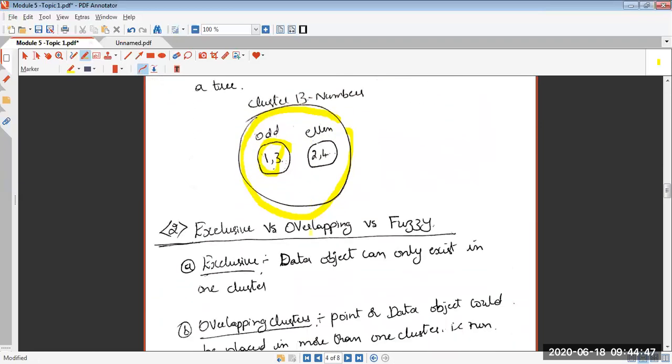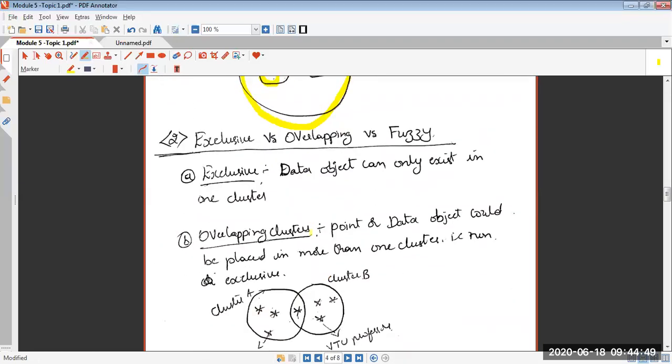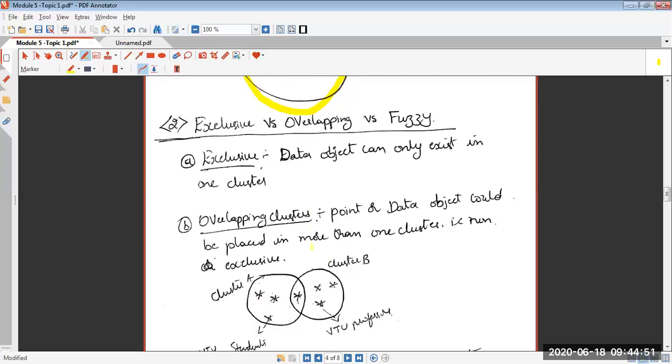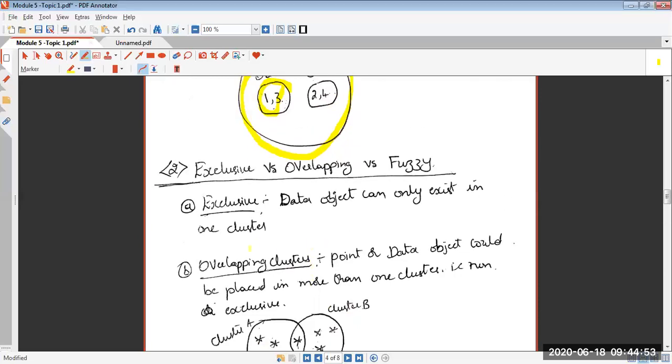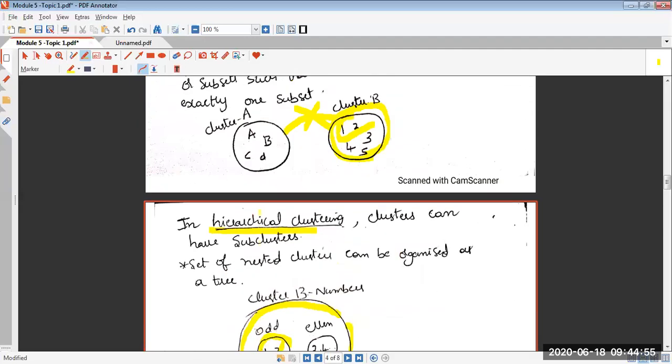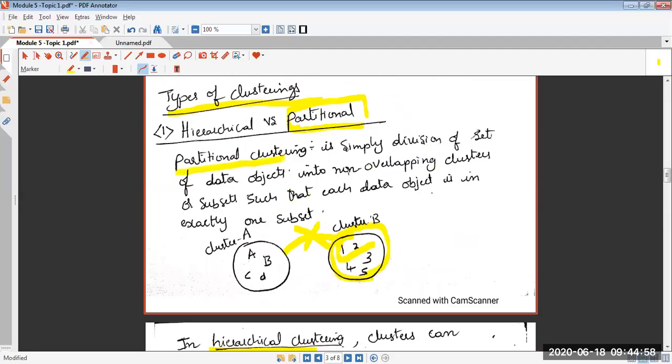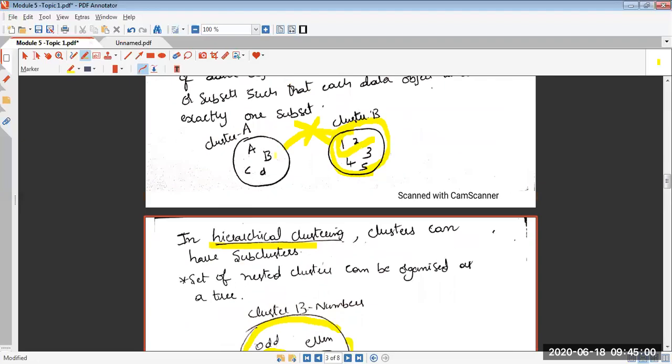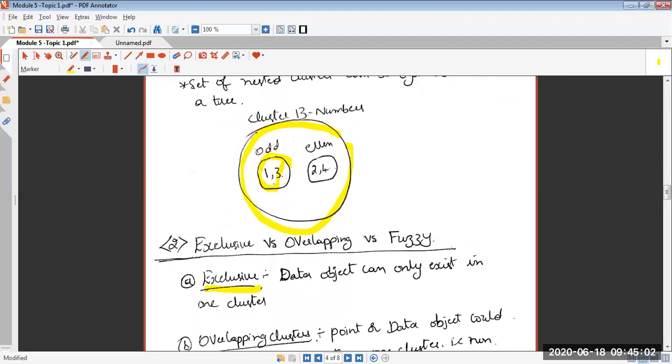Continuing with the discussion. Exclusive versus overlapping. That is what partitional is, what you saw previously. Partitional clustering is exclusive. Partitional and exclusive are almost the same. Partitioning will ensure clusters are exclusive, meaning that a data object exists in only one cluster. Okay, same thing.